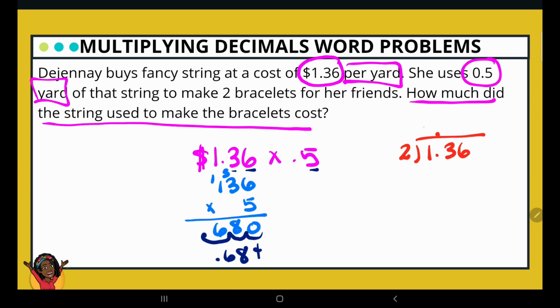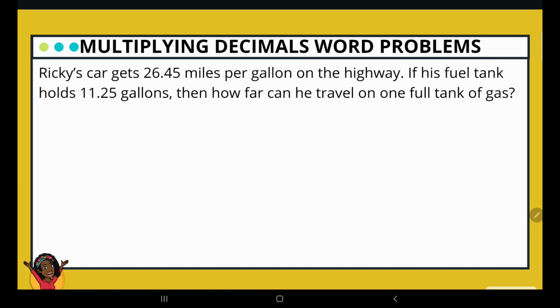So 2 does not go into 1, so that's 0. 2 does go into 13 6 times, which is 12. Bring down the 6, and then 2 into 16 is 8. So as you notice, the answers would match. So again, the cost for the 2 bracelets would be 68 cents.